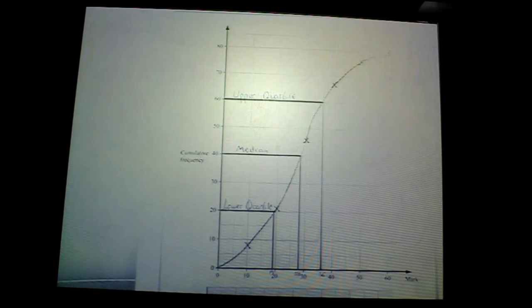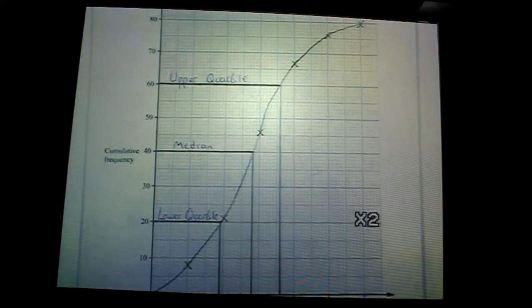Question number 20. Okay, there's a couple. So draw the cumulative frequency diagram. First thing is you've got to draw the diagram, which is here. There we go. I hope you've got the numbers because I don't want to read them all out. So you plot them on 10 and on 20, on 30, on 40, on 50, and on 60.